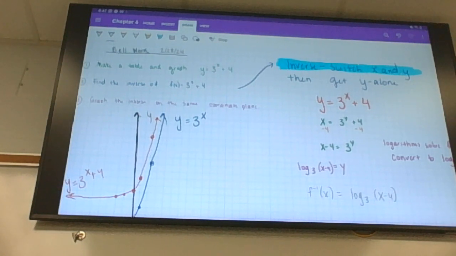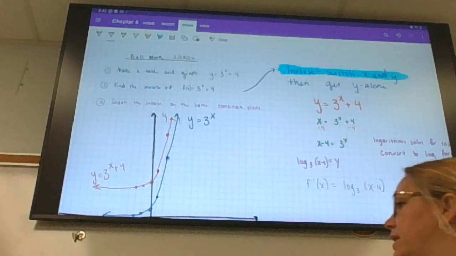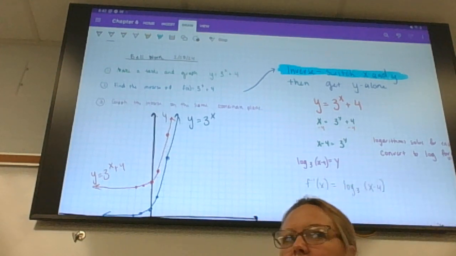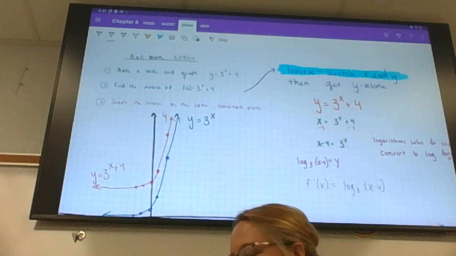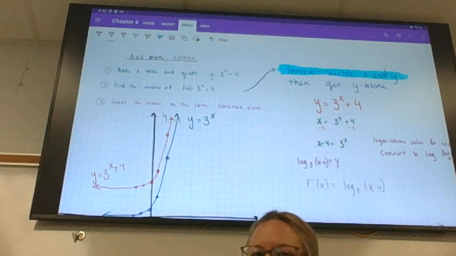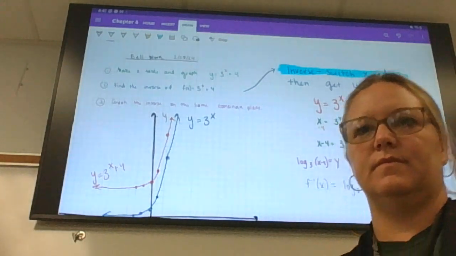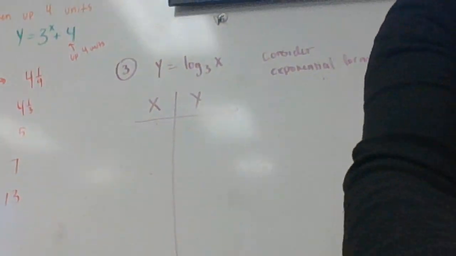Alright, so now that I know I need to graph a log. Number 3 says graph the inverse on the same coordinate plane. So for number 3, you're going to start without the minus 4. You'll just graph the log base 3 of x. So try to remember, how do you make a table to graph a log? Does anybody remember the table for log graphs? You do the y's instead.